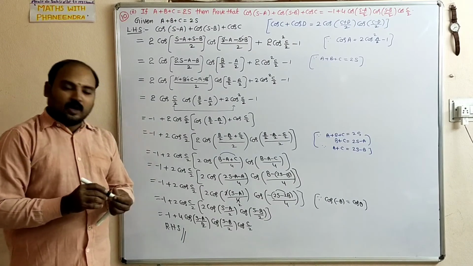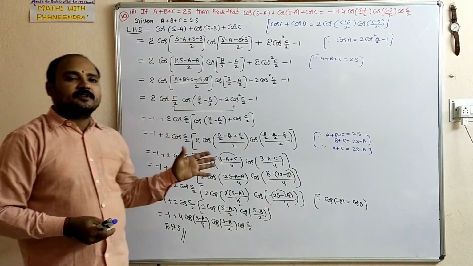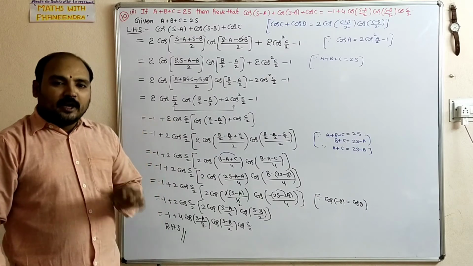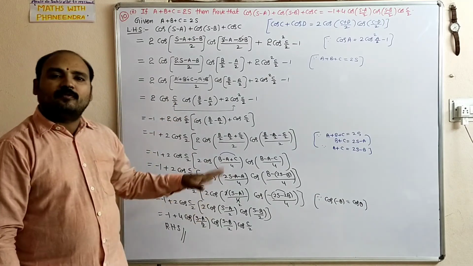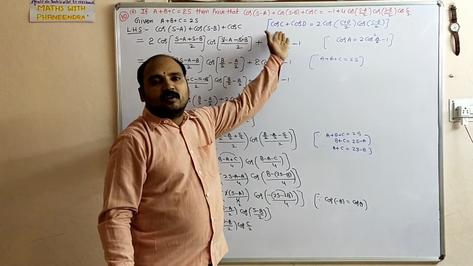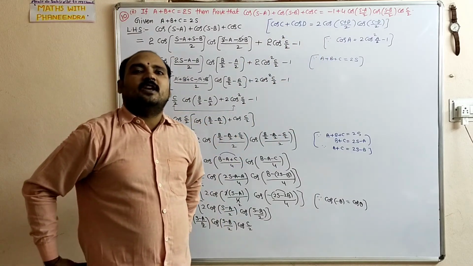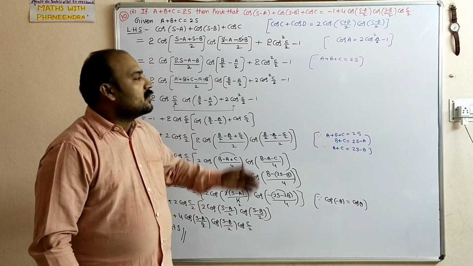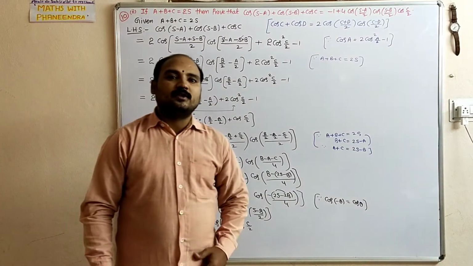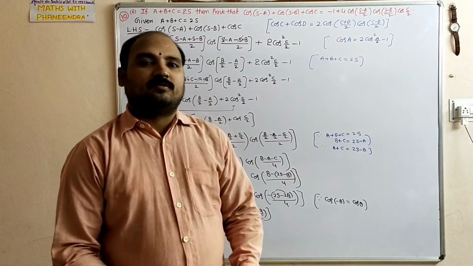Step by step you have to do. In this transformation, you need to apply trigonometry formulas in every step: cos C plus cos D, sin C plus sin D, sin C minus sin D, cos C minus cos D. If we follow the formulas, the subject will be very easy, dear students. You remember. We'll move to the next question.